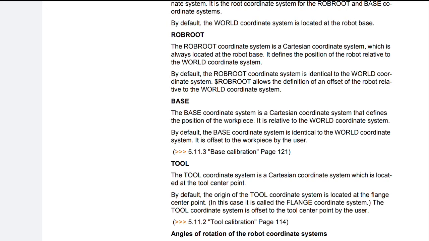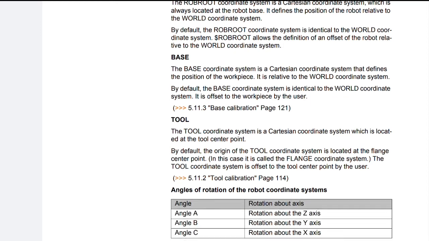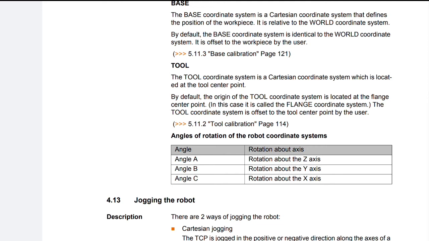Base. The base coordinate system is a Cartesian coordinate system that defines the position of the workpiece. It is relative to the world coordinate system. By default, the base coordinate system is identical to the world coordinate system. It is offset to the workpiece by the user. Tool. The tool coordinate system is a Cartesian coordinate system which is located at the tool center point. By default, the origin of the tool coordinate system is located at the flange center point. In this case, it is called the flange coordinate system. The tool coordinate system is offset to the tool center point by the user.